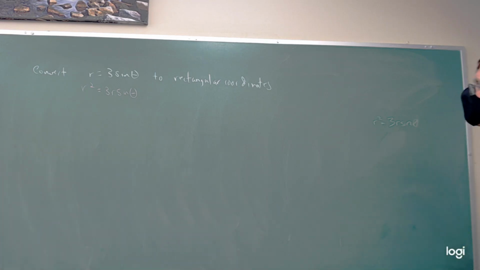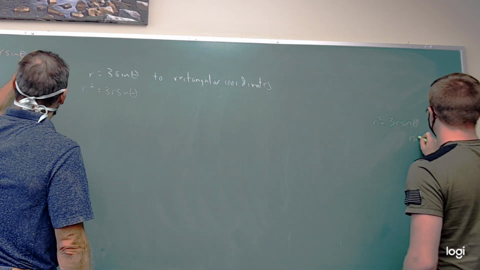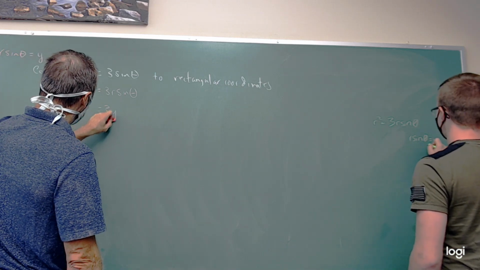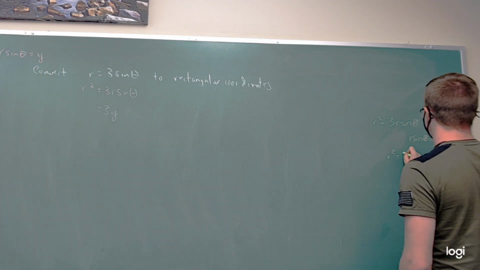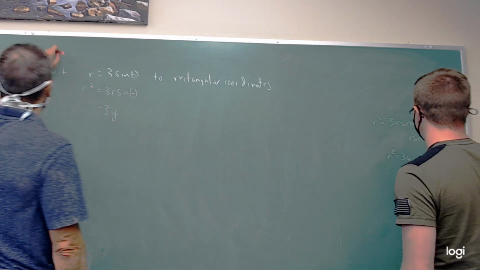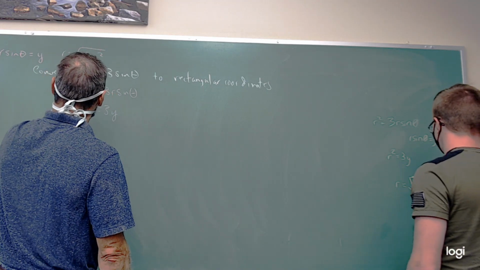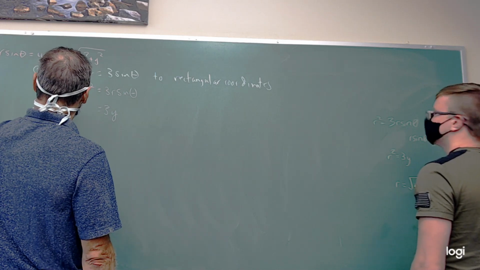Okay. Now we've got to think, what's our conversion? What is that r sine theta? Do you remember? So we know that r sine theta is y. Now, do you remember what r is, and therefore what r squared is? Yeah, you got it. So we know that r is the square root of x squared plus y squared. So therefore, r squared is going to be x squared plus y squared.